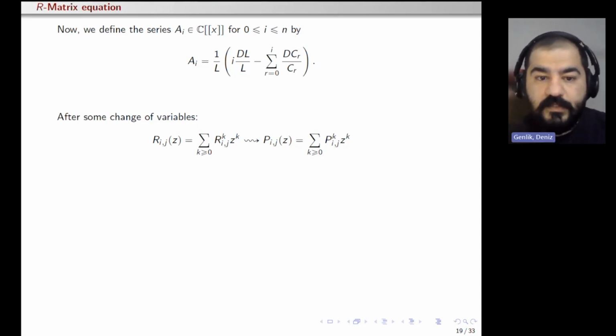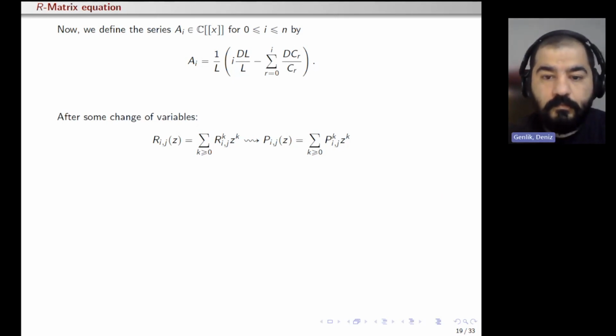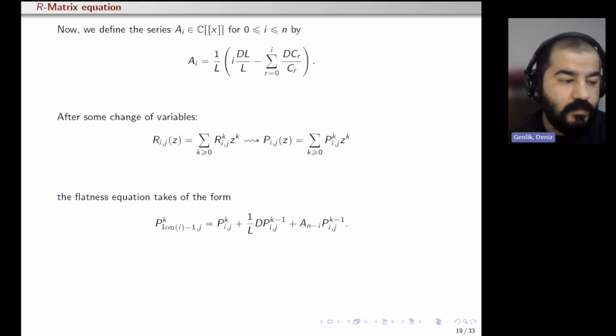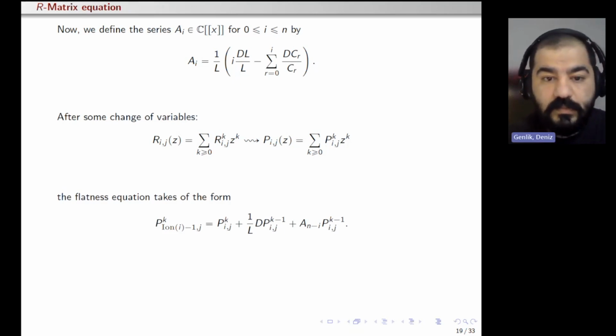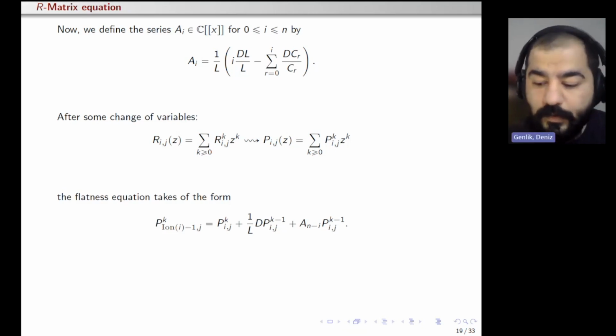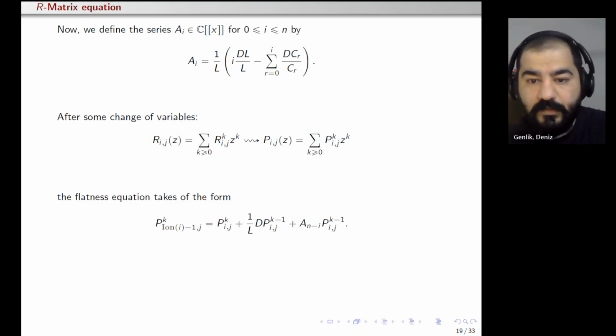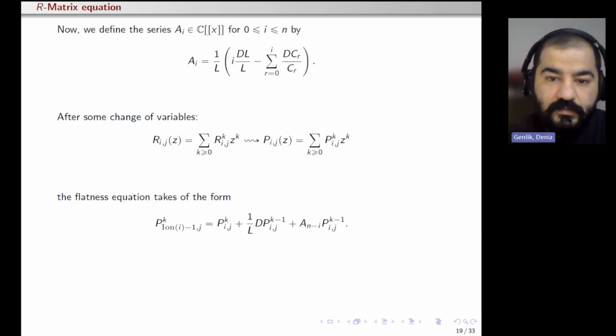And these are new series that we introduced, and we do some change of variables in this setting, and then our flatness equation looks like this. So instead of the R matrix, now let's call this the modified R matrix. These P matrices are entries, IJ entries of the modified R matrix.